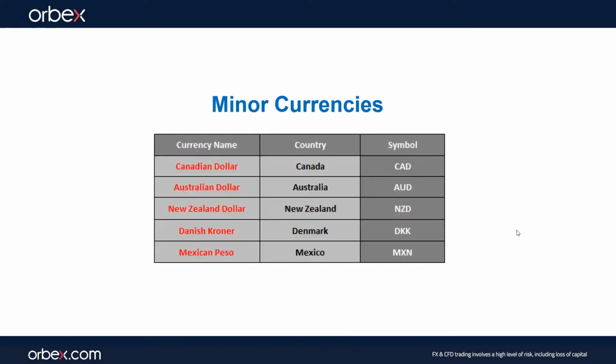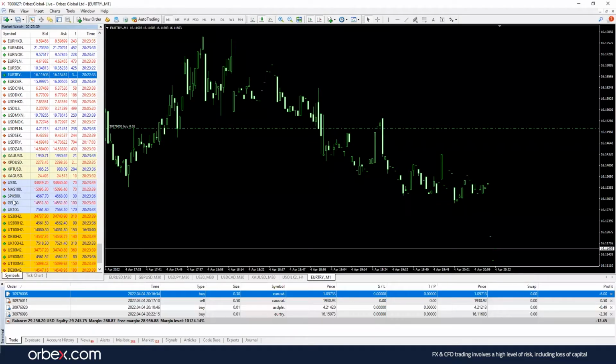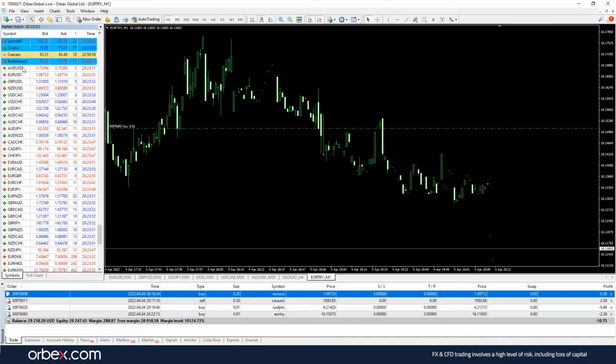Other minor currencies are Canadian dollar, Australian dollar, New Zealand dollar, Danish krona, Mexican peso, to name a few. As you can see on the MT4 platform, this is the South African rand, not so popular, the Swedish krona, Polish zloty, Norwegian krona. These are all kind of minor pairs. As I said, if we go up to the top, we've got the major pairs that are first on the list, and these are the most traded usually. So we'll see how that's going to go.